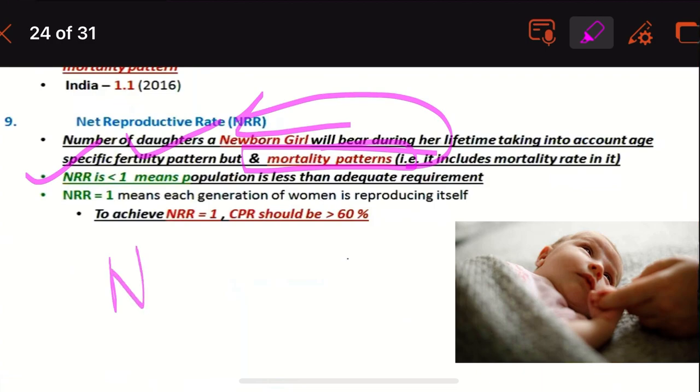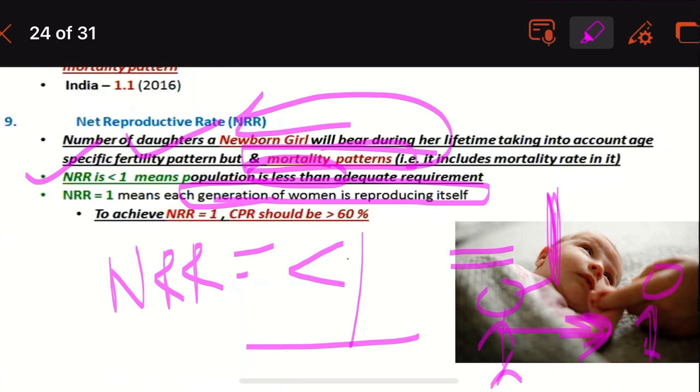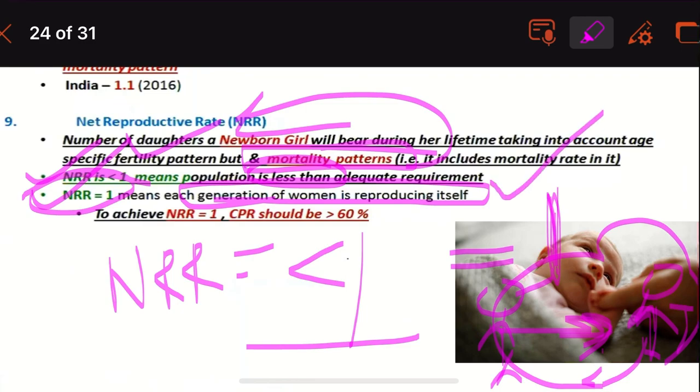If the net reproductive rate is less than 1, it means that the population is less than the adequate requirement. If it is equal to 1, it means that the generation of women is reproducing itself. When one woman who is born is able to replace herself, she will give birth to one daughter in her lifetime and that daughter will replace her, and this daughter will give birth to another baby and replace her. So this cycle repeats. If it is less than 1, the generation is inadequate.